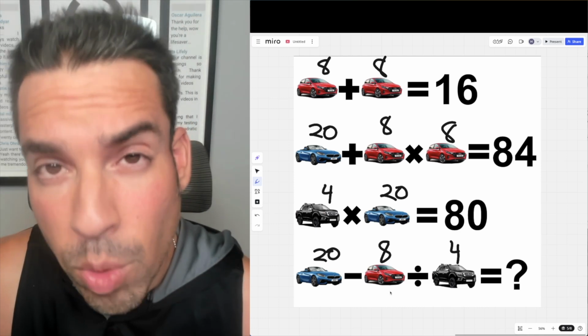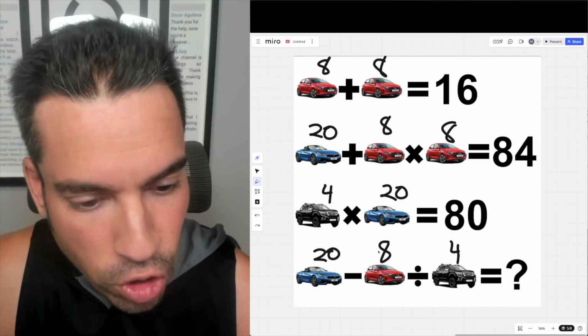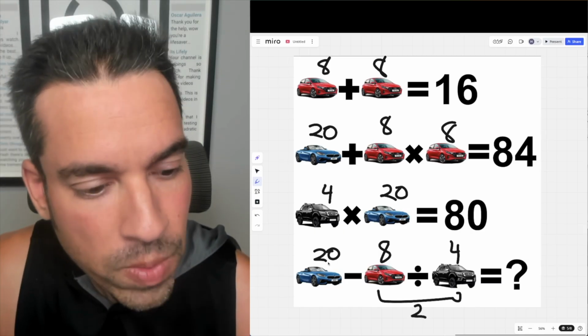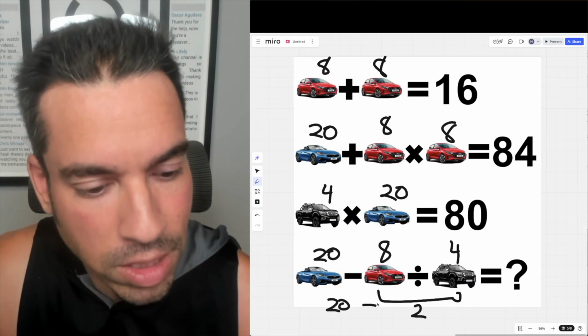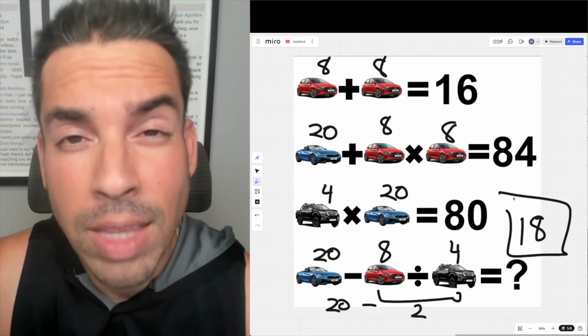And now in this final equation, what you have to remember is division comes before subtraction. So first we're going to do 8 divided by 4, which is of course 2. And then we got 20 minus 2. 20 minus 2 is 18 for the win. That's how you do it.